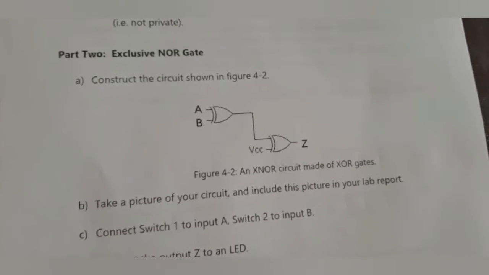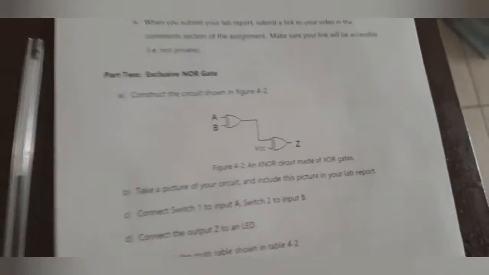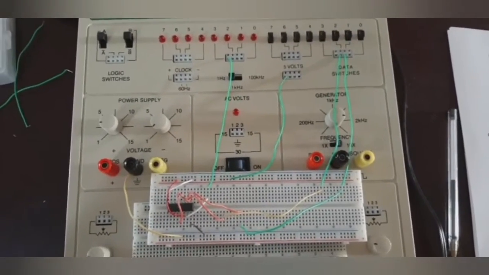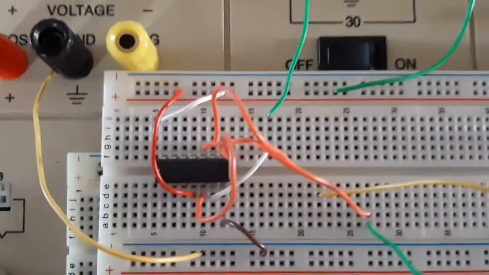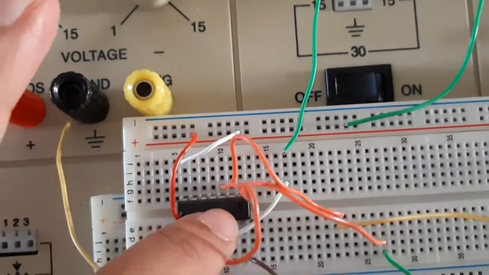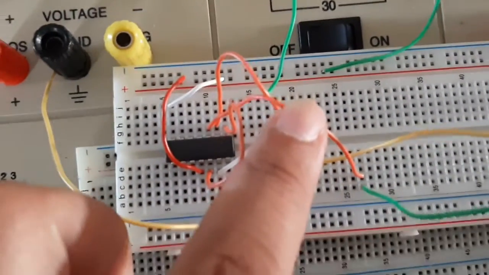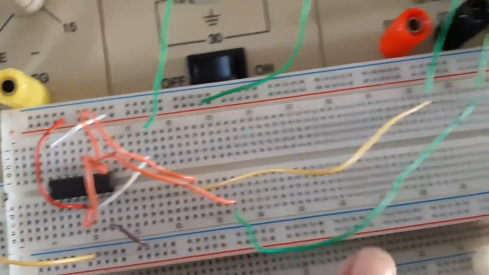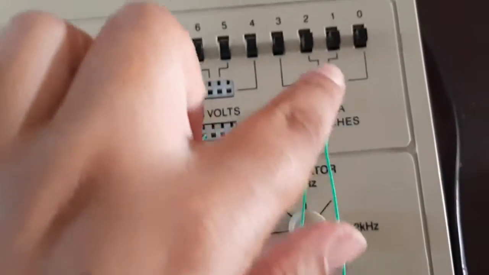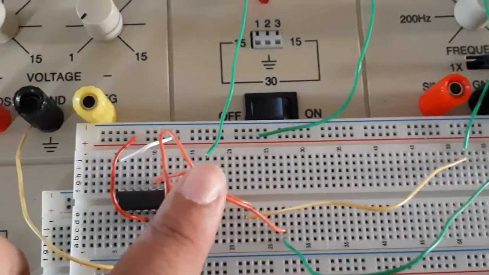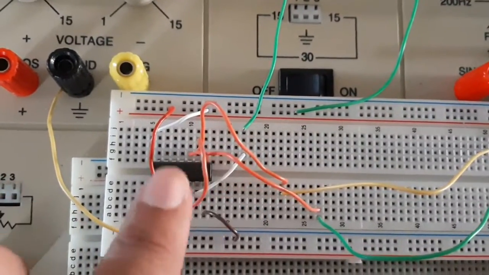So beginning now with part number 2, we're going to be building this circuit right here, which is an XNOR circuit made of XOR gates. So this is the circuit I have built here, and I'm going to start explaining how this is wired up. I have pin number 10, which is input A. They're all orange wires, but I'm going to wiggle it a little bit so you can see. So this wire is connected to this one and bridged to switch number 1. So switch 1 connects to pin 10, which is input A.